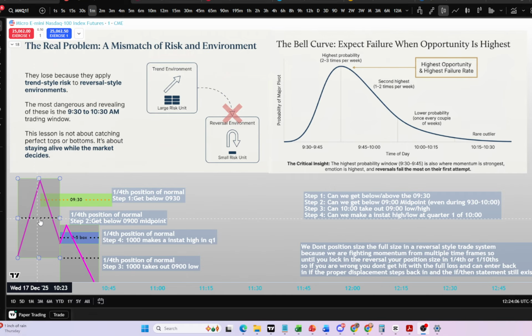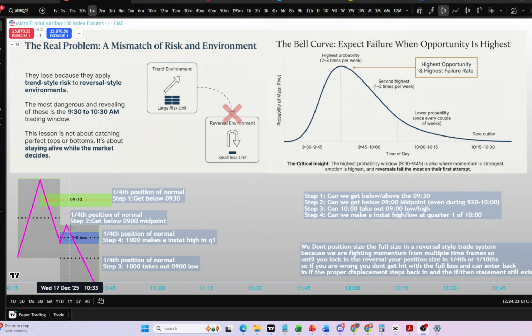Step two: can we get above or below the 9 o'clock midpoint? If this major pivots in, then we should be able to get between 9:30 and 10 or after 10 below that 50% midpoint.